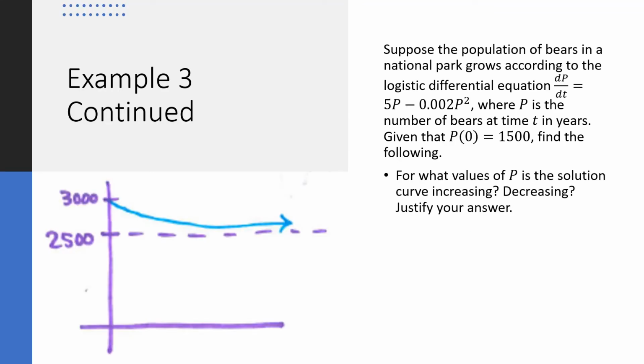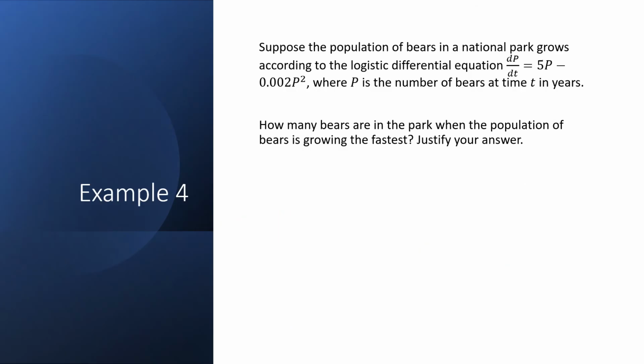Now again, looking at that graph, where is it increasing or decreasing? Well, it's decreasing to start this time since we started above our carrying capacity. So from 3000 to 2500, it's going to decrease. And then once it gets underneath that 2500, it's going to increase back up to the 2500. So anytime your population is less than 2500, it's going to increase back up to the 2500. And when we were above the 2500, it was decreasing.